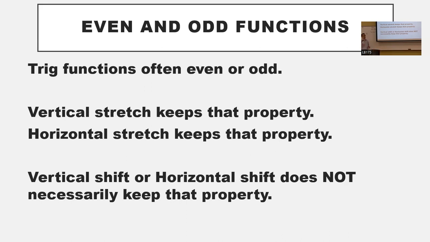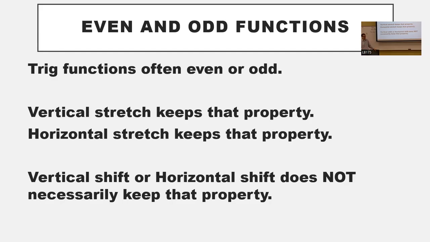If I vertically stretch something, it's going to stay even if it's already even. If I vertically stretch something, it's going to stay odd if it's already odd. Same thing with a horizontal stretch. If you think about that, we're just stretching away from either the x-axis if we're vertical, or the y-axis if we're stretching and shrinking horizontally. Does that make sense? So stretching vertically or horizontally keeps the evenness or the oddness of a function.